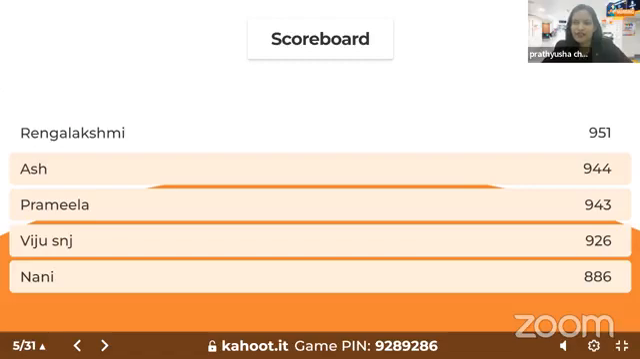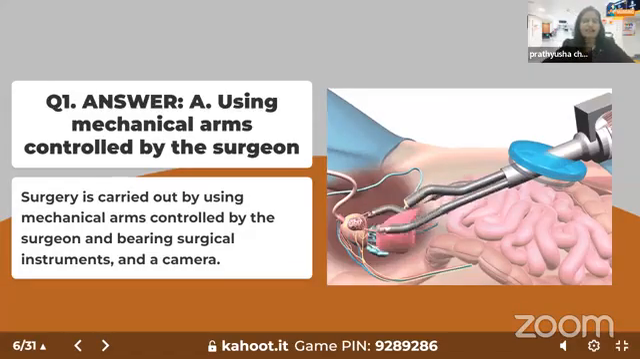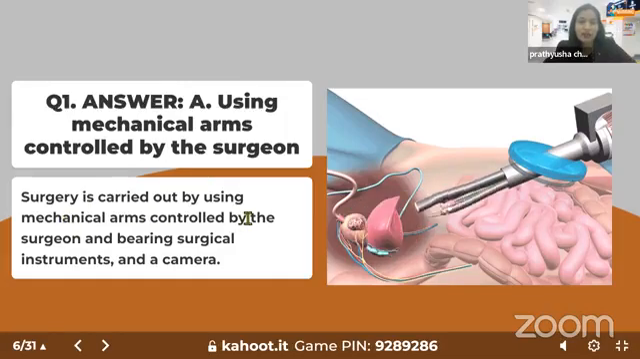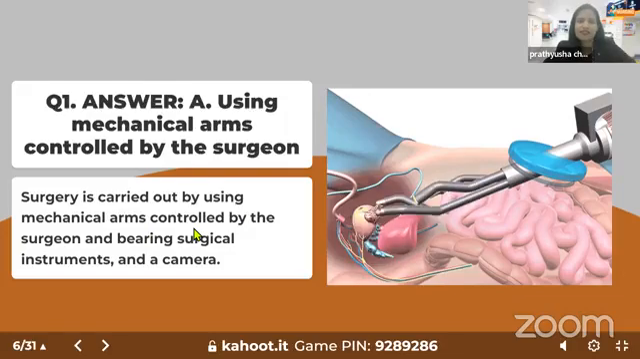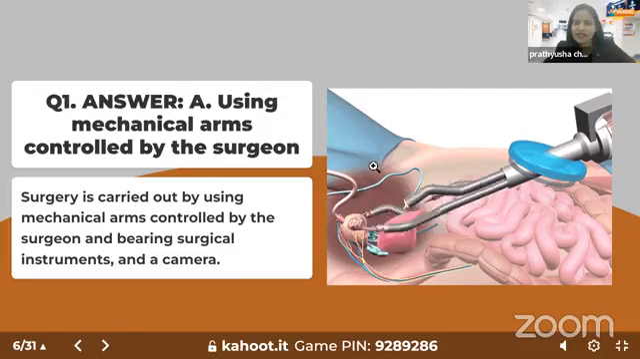Let us go back to the answer. Using mechanical arms controlled by the surgeon is nothing but robotic surgery. Surgery is carried out using mechanical arms controlled by the surgeon and bearing surgical instruments, with a camera. It's a minute camera which we use in robotic surgeries. That's about the first question.